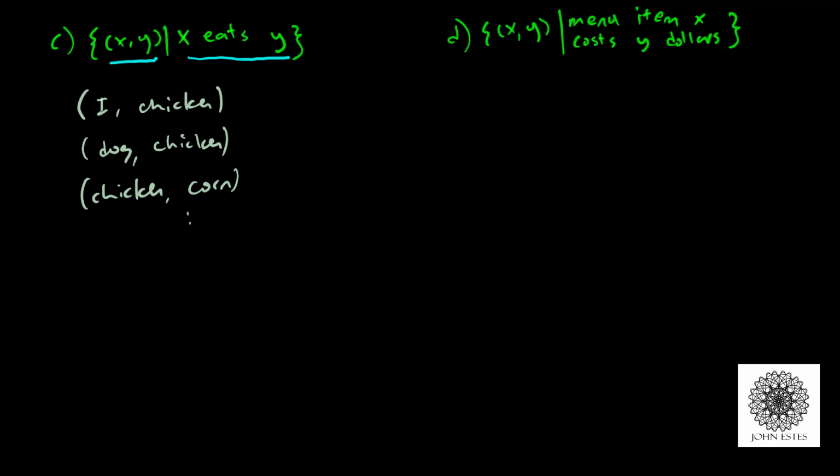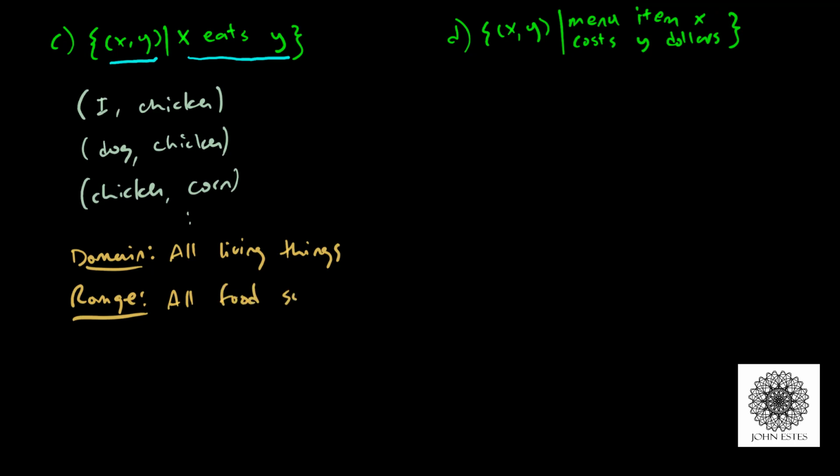Okay, so the domain here, well, we don't really specify. I guess it depends on what we mean, but I'm going to say, how about all living organisms, all living things? And you may want to exclude plants, but we can get down on the biology of that at another time. The range would be all food sources, right? Okay, so that's very, very broad. This relation is very large.